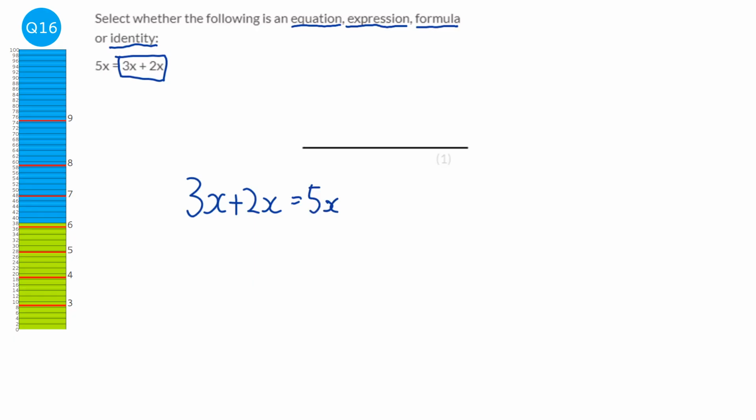Now normally with an identity, it's shown with 3 lines. Now in the exam, this type of question won't be shown with 3 lines because that kind of gives it away that it's an identity. But this question is definitely an identity. And you can't solve it because it's true for all values of x. So yes, x could be 10, x could be 1,000,000, x could be 1/3, x could be anything.